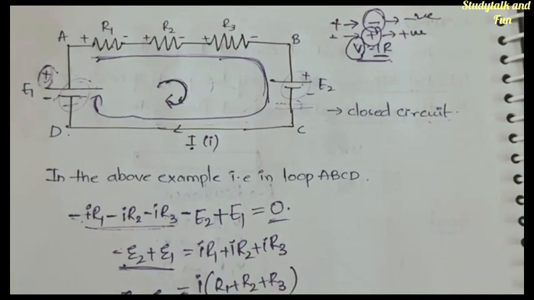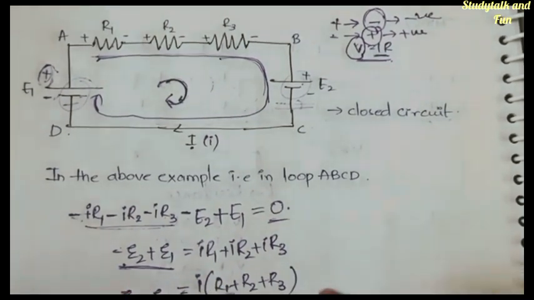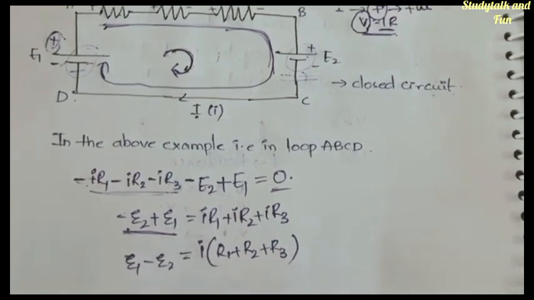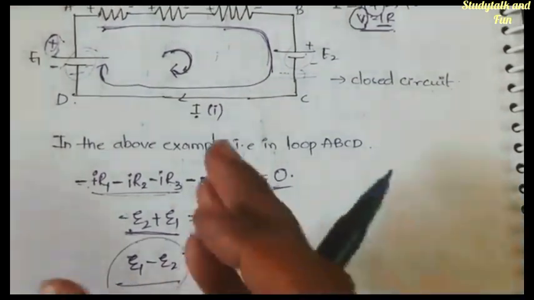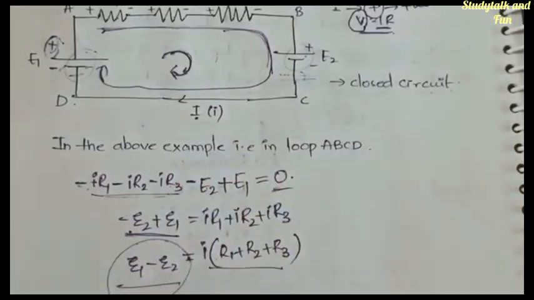Got it? So this is the law of conservation of energy. That is, the batteries will release some energy, and the same amount of energy is consumed by the resistors which are present in the circuit. This is what it means. Okay, the batteries have released some energy. Whatever the energy released by the batteries, the same energy will be consumed by the resistors which are present in the circuit. Okay, this is about the KVL.